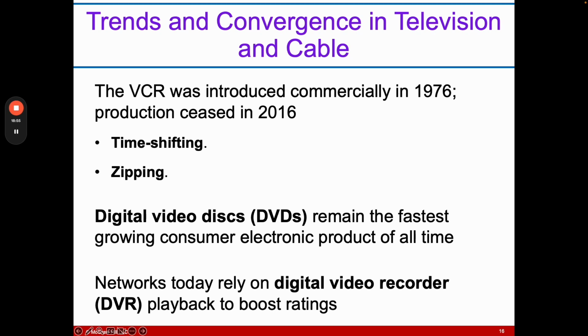Now, obviously, bringing things in 1976, the VCR also did change things. This was shortly after HBO was introduced. The VCR, for the first time, allowed people to not have to watch things in real time. They could record things. They could watch it later. They could time shift, right? They didn't have to watch the program on Tuesday night at 7 o'clock. And they could zip through commercials as well.